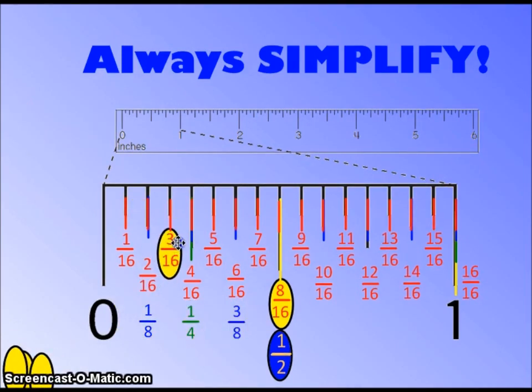Looking at some of the fractions like 3/16 or 5/16 or 7/16, can you simplify these? No. They're already in simplest form because the numerator and the denominator have no common factor by which you can simplify. So leave them as they are.